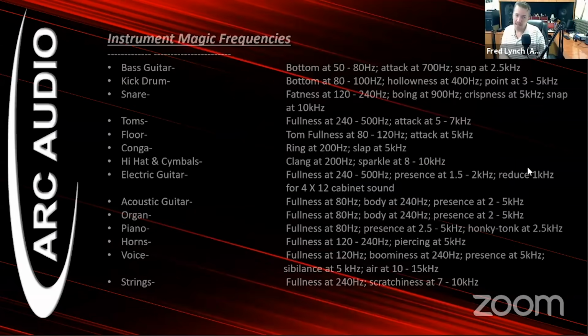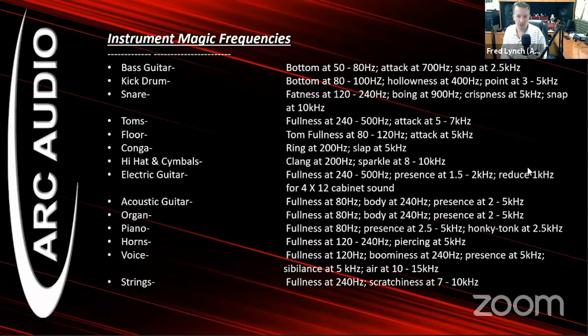So we already went over that, and just here's a couple little cheats here. Bass guitar, bottom at 50. I'm not going to go through all these, but here's different things like hi-hat and cymbals. The clang of a cymbal is at 200 hertz, but the sparkle is at 8 to 10K. Organ. These are all quick sheet bits of information to allow you to say, hey, I wish it had a little bit more of this. You can use this information as quick references for different things.